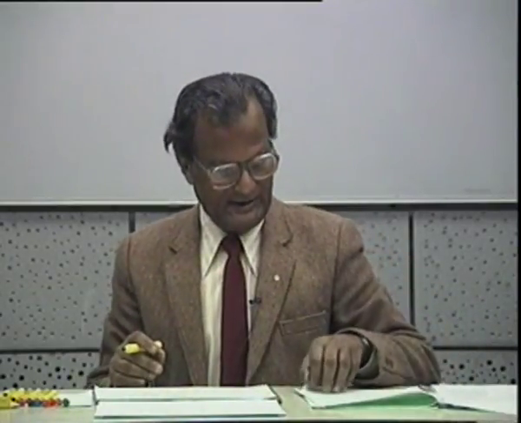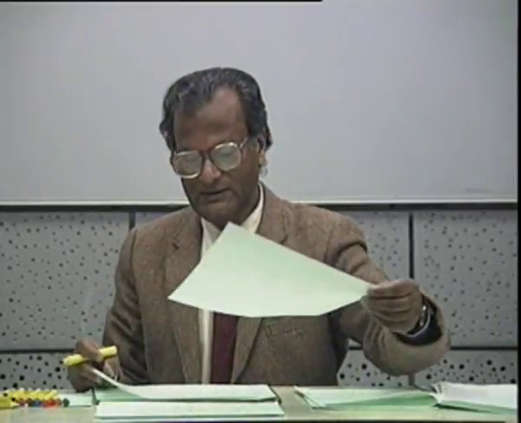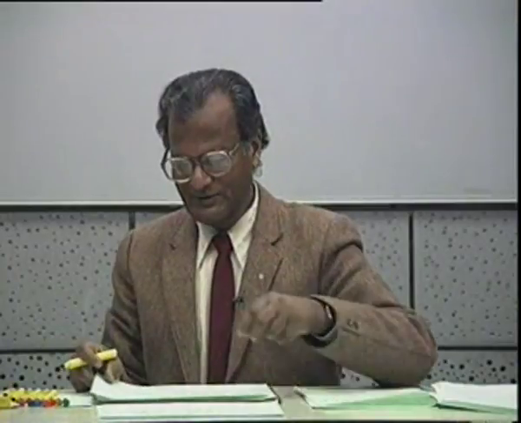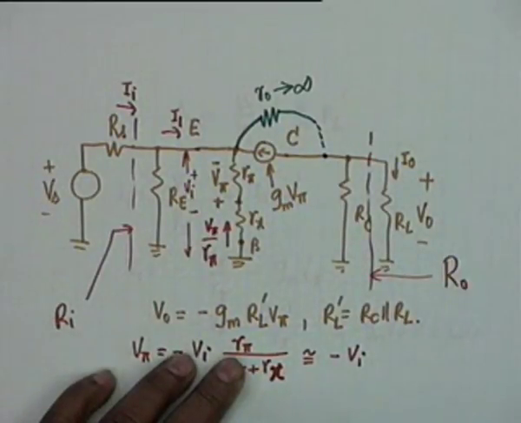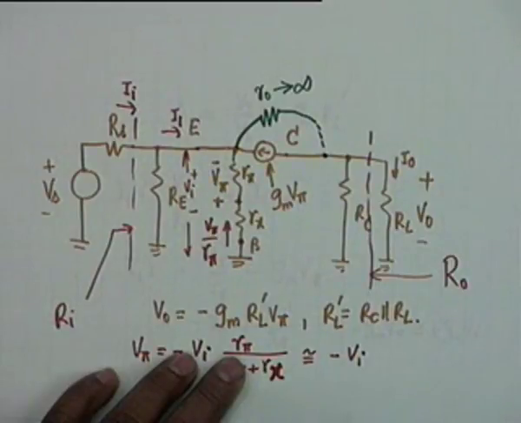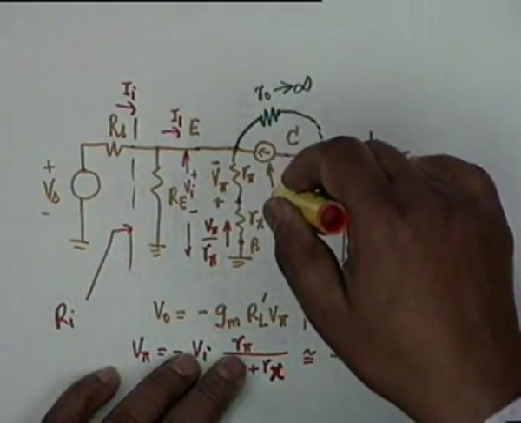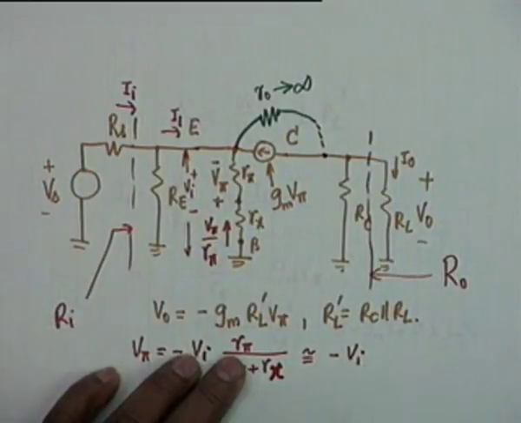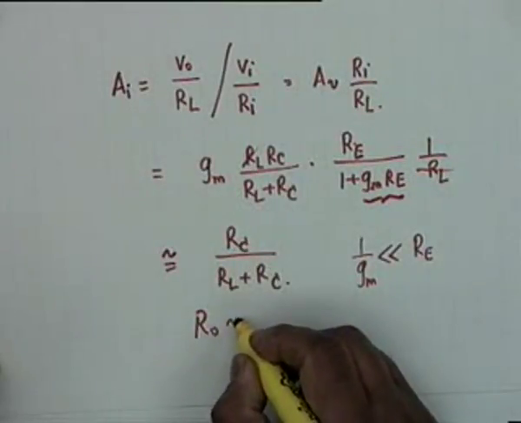This is A sub I, and what would be the output resistance? What is the resistance that is seen by the load? Does it require any calculation? What I want is this resistance, R0. It is RC, because it is shunted by a current source. Whatever the value of the current source, the internal resistance is infinity, and therefore R0 is approximately RC. Why am I saying approximately? Because of r0. If r0 is there, then be sure this is not the exact calculation. It will affect the output impedance. So we say the output impedance R0 is approximately equal to RC.